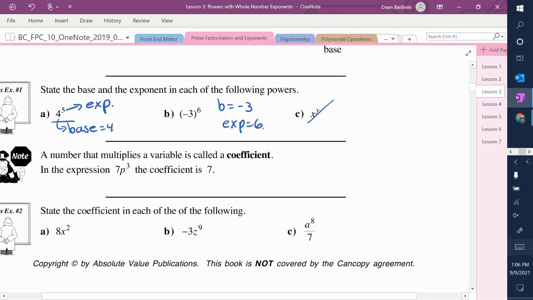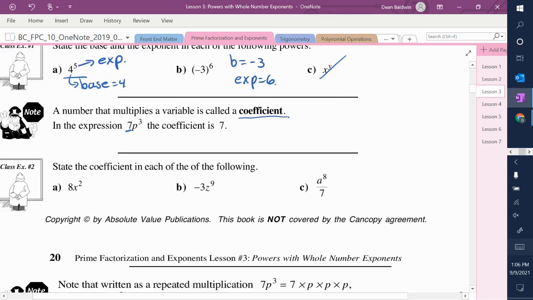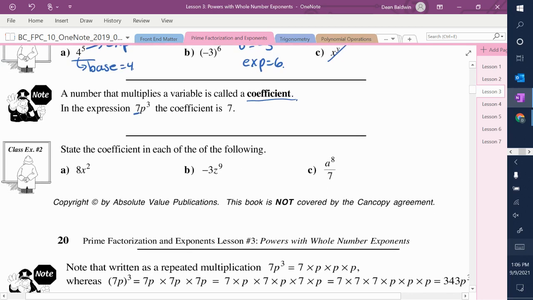If you have a number in front of the variable or the letter, variable is the letter, it is called a coefficient. Okay, so if you have the expression 7p cubed, the coefficient is 7. Okay, so tell me the coefficient in each of the following. A, what is the coefficient of 8x squared? 8, just the number in front, that's it. I'm gonna write COEF, that's my shorthand for coefficient.